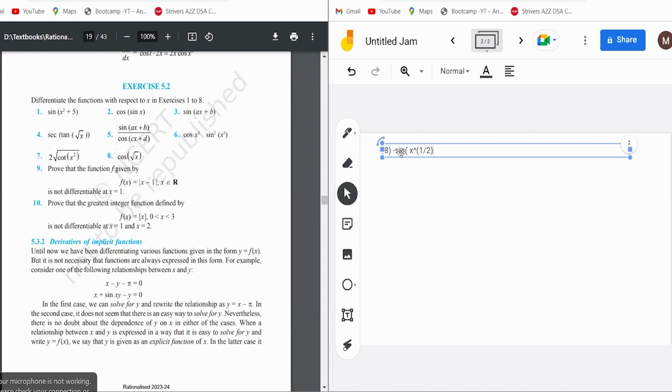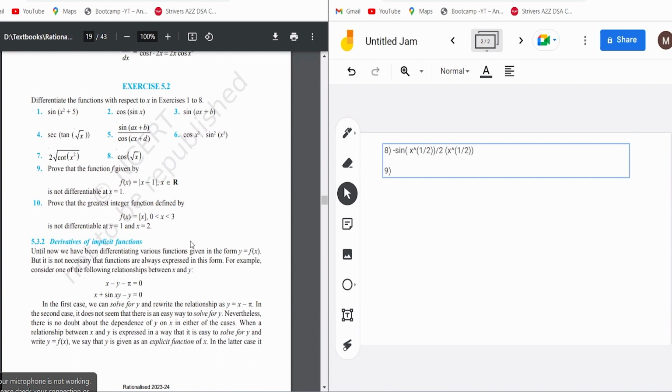Okay. Then we have to differentiate root x. So how to differentiate root x? It is nothing but 1 upon 2 root x. So divide by 2 times root x. Okay. So this is the differentiation of cos of root x. So I hope you understood it. Let's move ahead to next question.